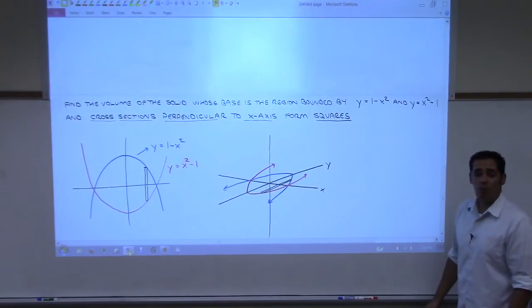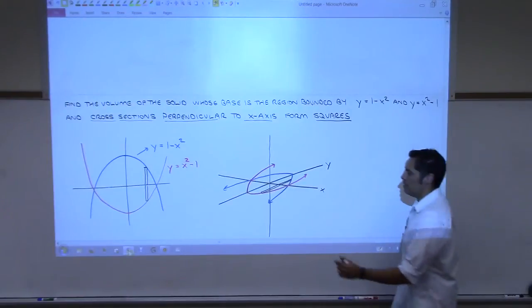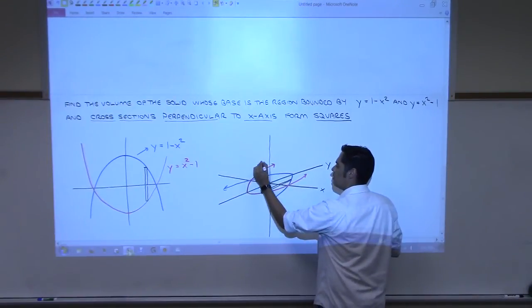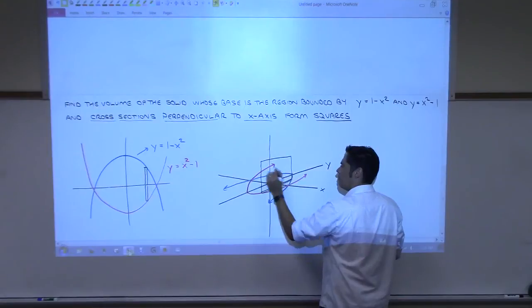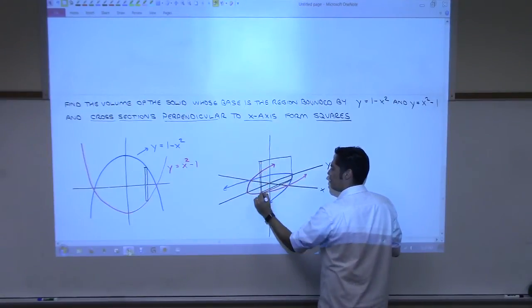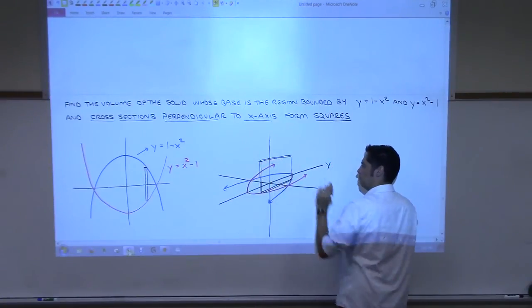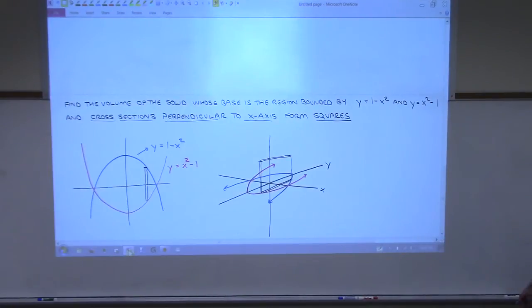And now I want to form a square, which means I need to go up, over, and down. Give it a little thickness to it. And there's my cross section. How does yours look? Pretty good? No?